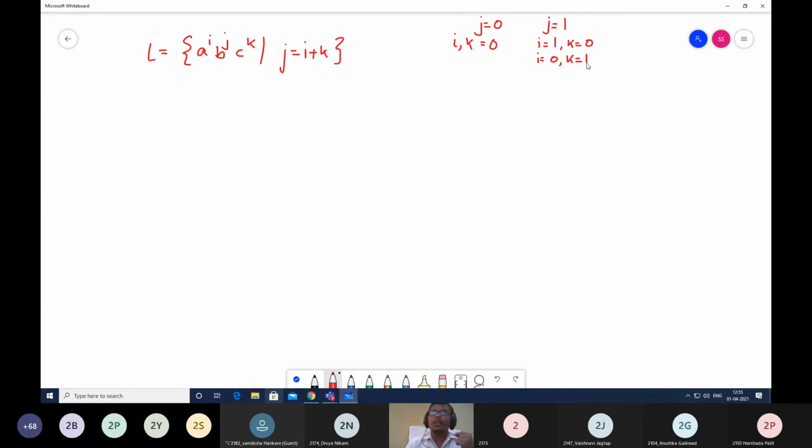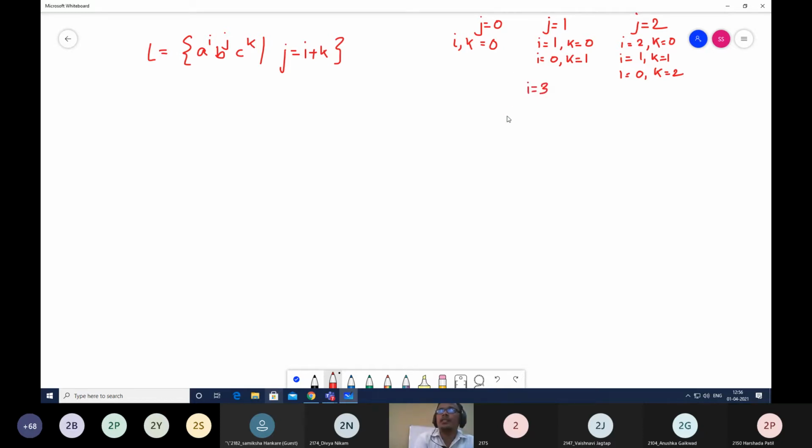Yes. Now if my value of j is 2, what could be the probable values for i and k? Either i can be 2 and k will be 0, or i will be 1 and k will be 1, or i is 0 and k is 2. Are you getting this, my dear students? Yes, sir.